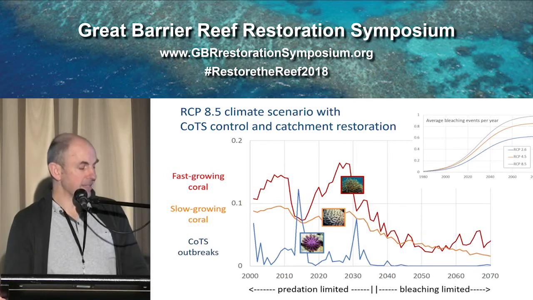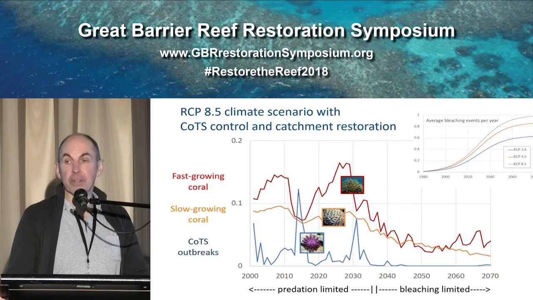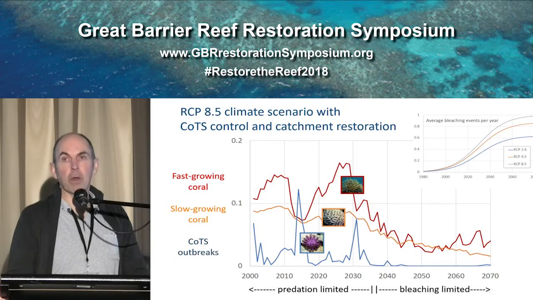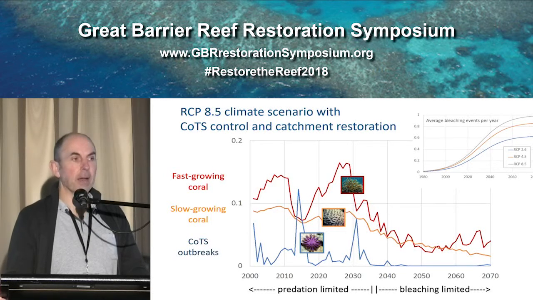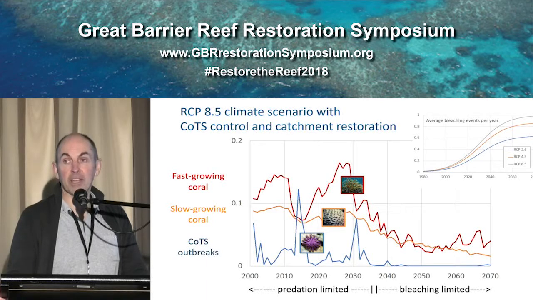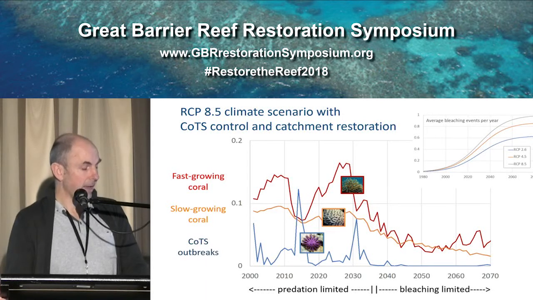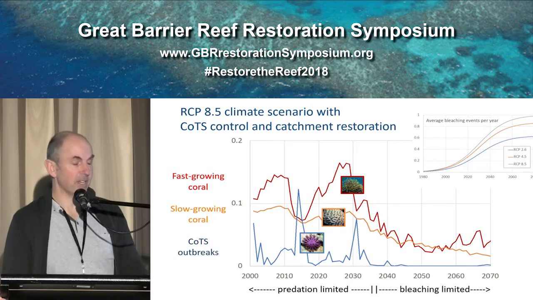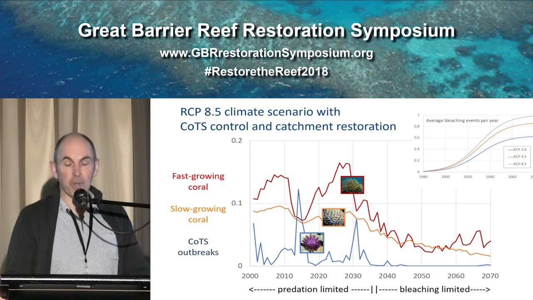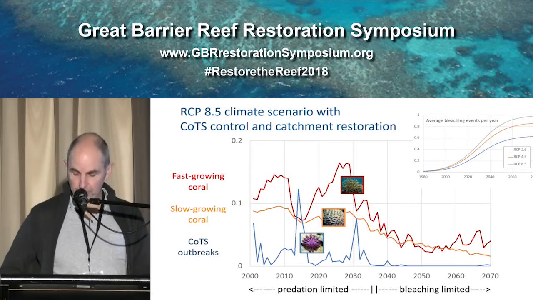And the other thing you get later, say after about 2030, 2040, is that there comes a point where the CoTS outbreaks can't be sustained just because the coral population stays so low. And so they go away, which gives the coral a little bit more of a chance, but you can see it's still at pretty low levels.